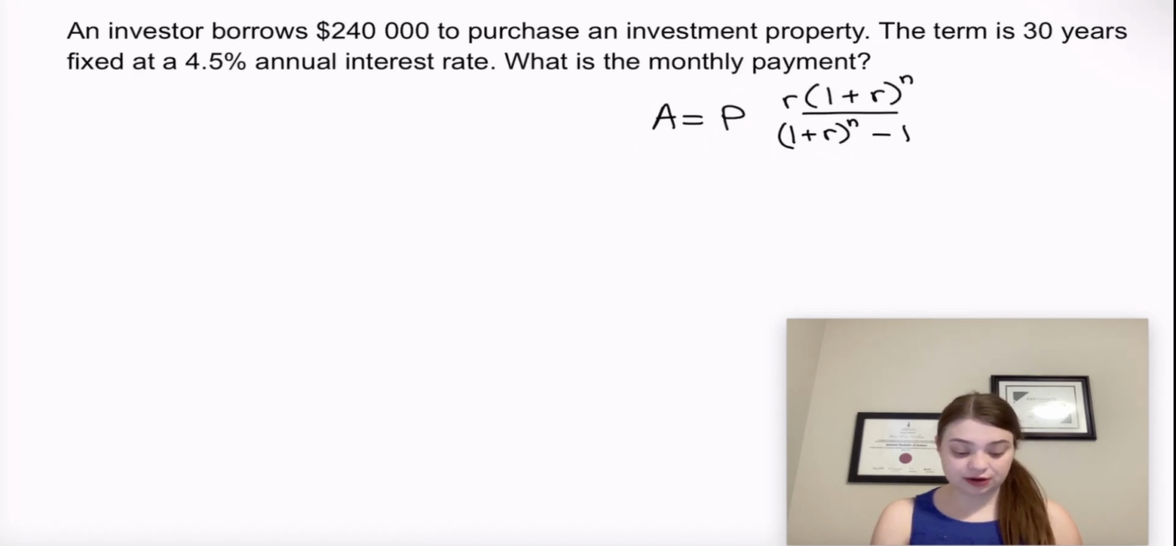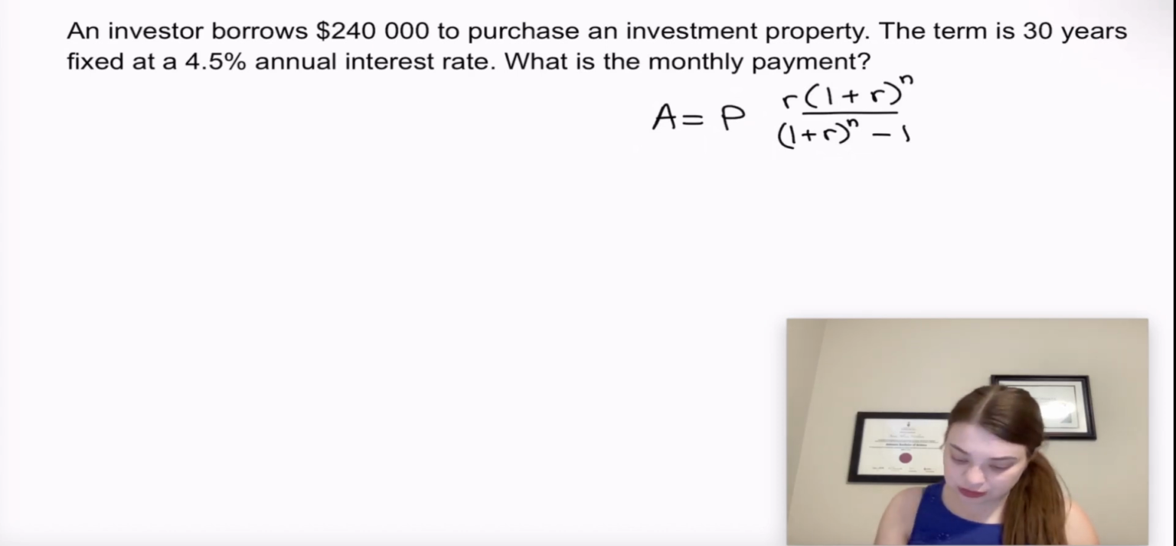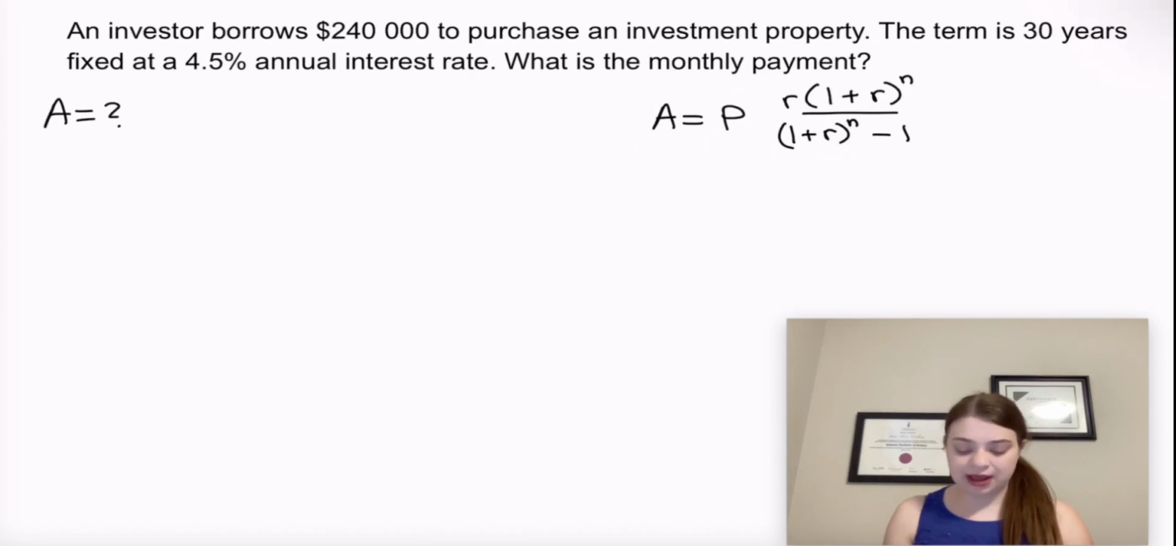All right, so here's our equation here. This is called the loan payment equation. And what we need to do is write down what's given to us. So A is the monthly amount. That is something that we do not know because that is what we're solving for. It's what the question wants us to figure out.